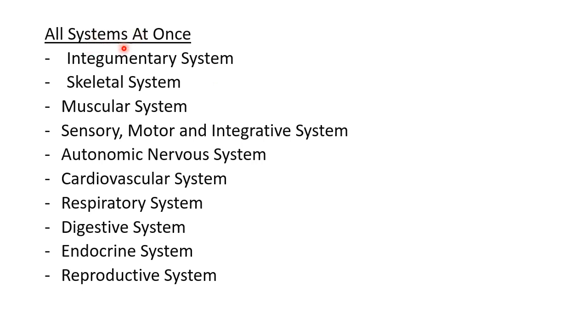Then you look at all the systems at once, because of time, so I just listed them here. This is the integumentary system for the skin, skeletal system, muscular system, sensory for the senses, motor for movement, and the integrative system, which carries out integration for all your systems. Then you have the autonomic nervous system, with the parasympathetic and sympathetic. Then you have the cardiovascular system, respiratory system, digestive system, endocrine system, reproductive system. These are all the systems that you will cover in systemic anatomy.